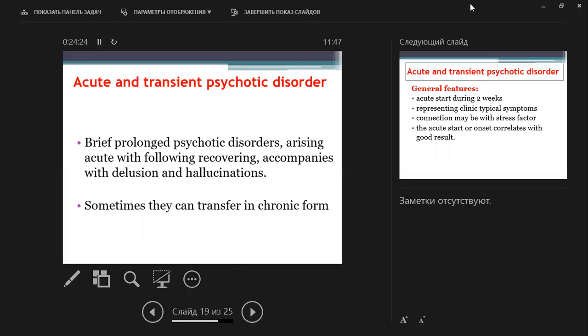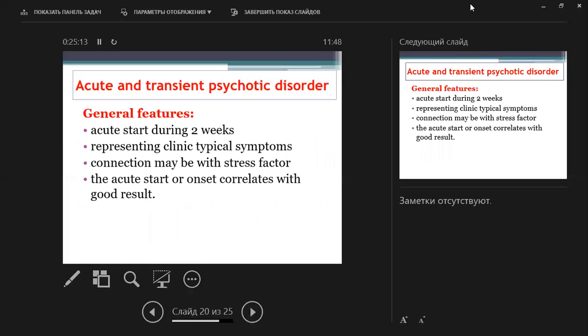Next topic, acute and transient psychotic disorder. For example, brief psychotic disorders, arising acutely with subsequent recurrence, accompanied with delusions and hallucinations. That is, the clinical picture may be identical to schizophrenia, but schizophrenia is prolonged, a very chronic disease. The acute, due to the title, is sudden, not sudden in 1 minute, but arising during hours, during 2 weeks. It is a brief transient psychotic disorder, presenting delusions, hallucinations, but sometimes it can transfer to a chronic form.